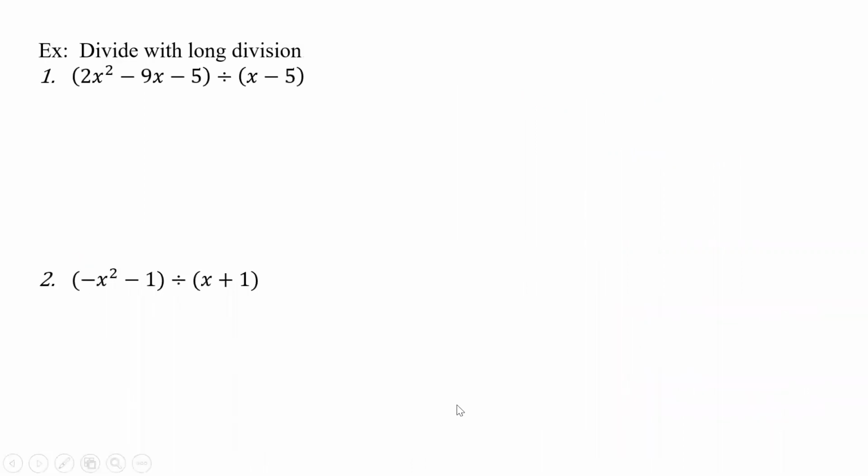Now there's 2 ways to do division. The first one is long division, and that's just using all the x's, y's, or whatever we're using for the variable and dividing it out. In that case, we put what we divide by, the divisor, out front. So in this case, x minus 5, and we divide that into the dividend part, which in this case is 2x squared minus 9x minus 5.